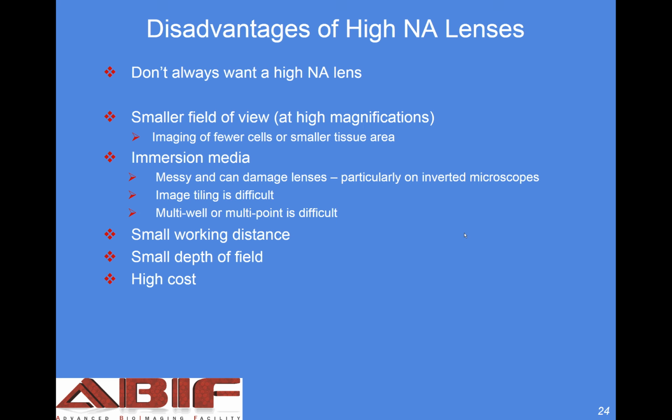They also tend to have a small working distance, so if you have a fairly thick sample, you might not be able to image through the whole sample. And a small depth of field. This could be an advantage or a disadvantage depending on your application, and they tend to be expensive. So although high-NA lenses are the best for optimal resolution, you should always be sure for your application that you really need that level of resolution.